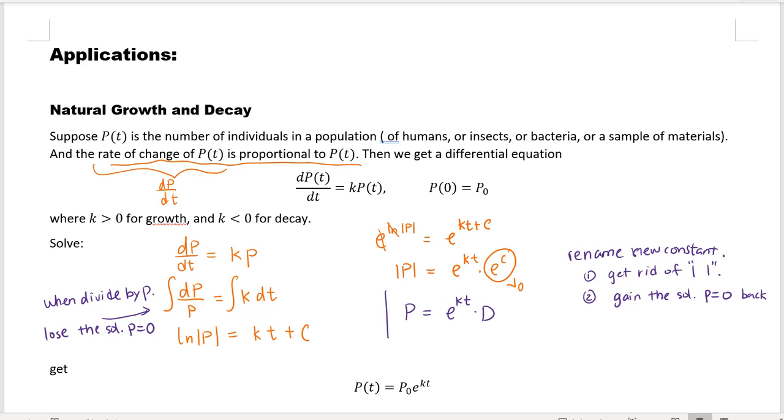So now this is good. This is our solution, and this is our general solution. Notice that this differential equation is linear. So this is the general solution.